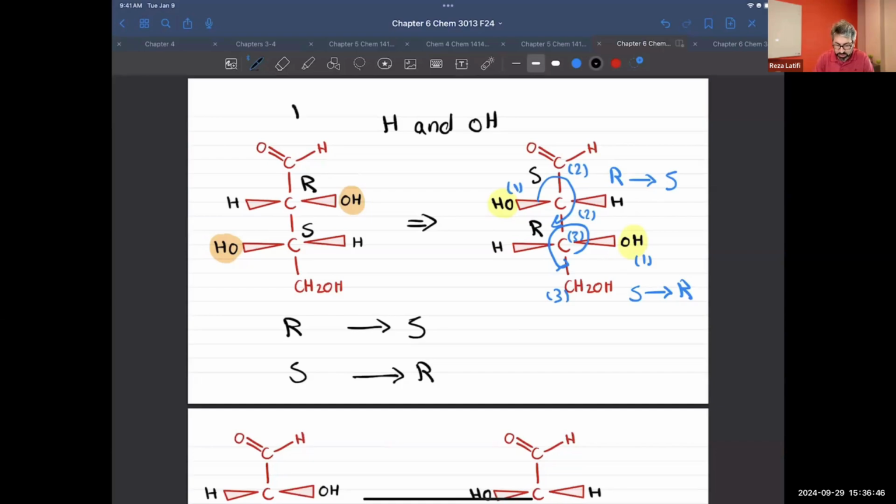Okay, what's the relationship between number 1 and number 2? I see the same chemical formulas, but the configuration got inverted. So you had R and S, now they turn to S and R. Because I inverted the configuration, I'm going to say I'm dealing with enantiomers. Those two are enantiomers.